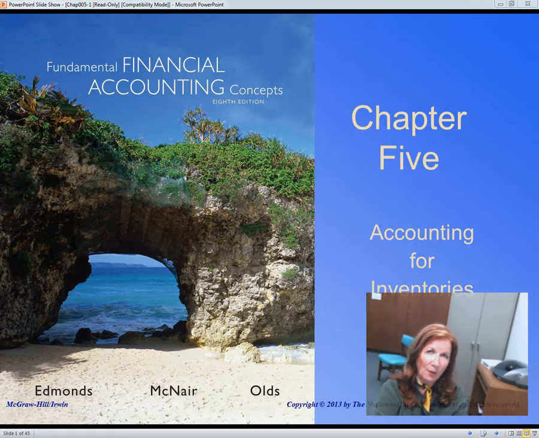So we have these four methods that are possible to use: specific identification, last in, first out, LIFO, first in, first out, FIFO, and weighted average. These do not have to match the physical flow of goods through the enterprise.